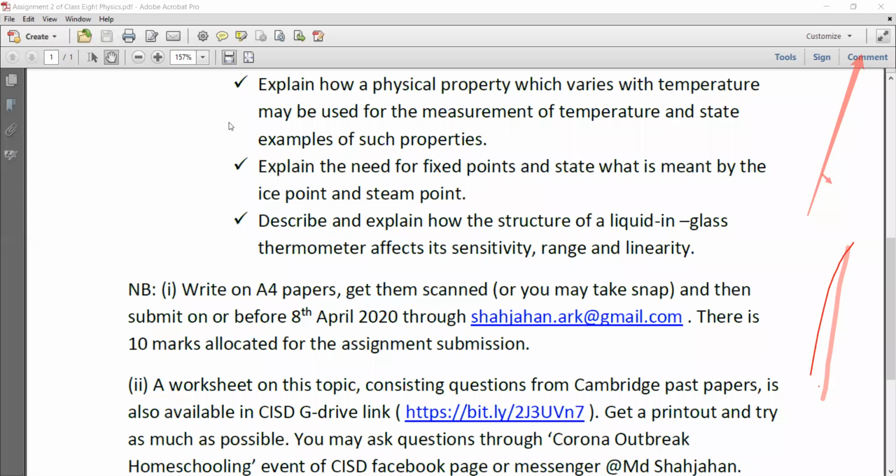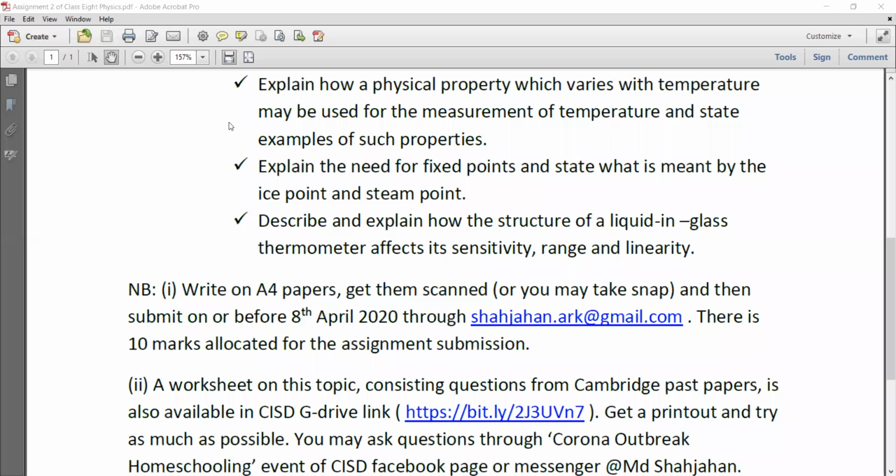For a 5-degree rise, the liquid level will rise only this much. But for Q, the liquid level will rise so much more, right? You see, for 5 degrees Celsius, the length here is bigger.